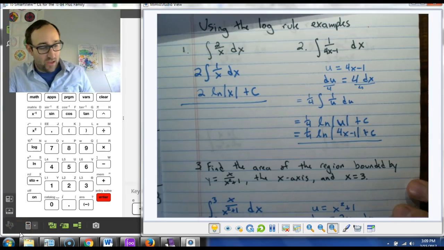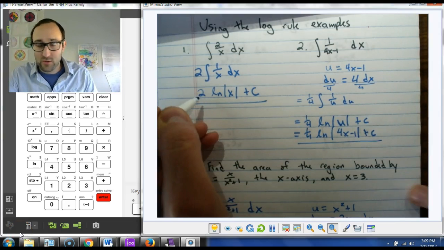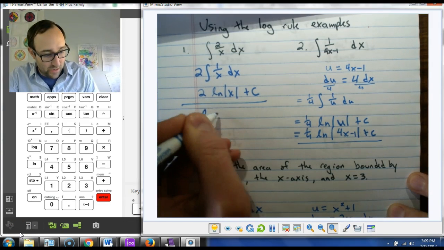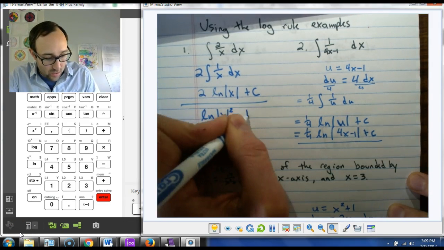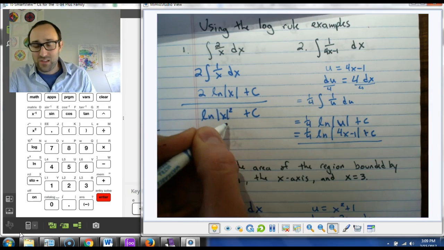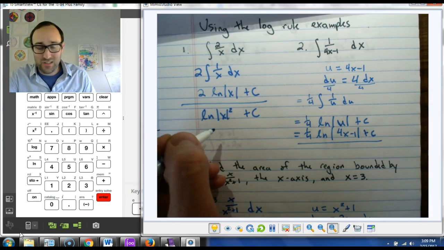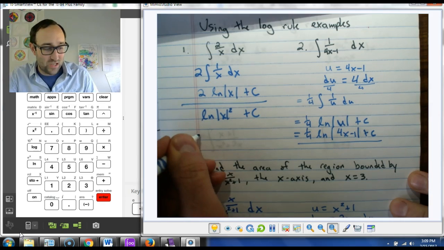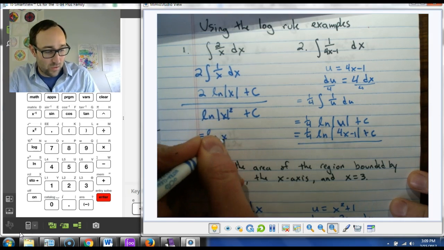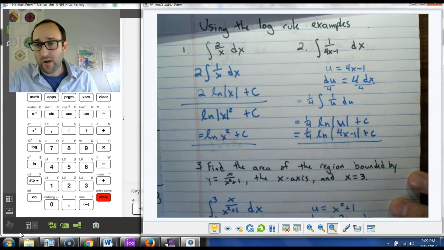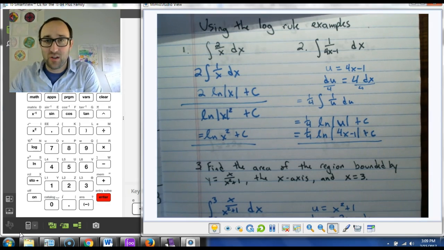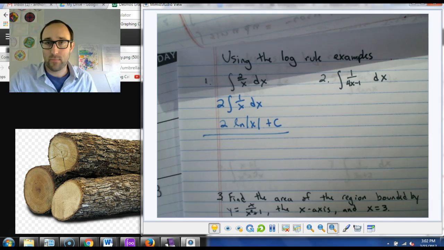And here's a quick thing. When you have 2 in front, if you know your log rules, we can say this is the natural log of the absolute value of x squared plus c. But if you take the absolute value and square something, it kind of does the same thing. It makes it positive. So we can really just say this is the same as the natural log of x squared plus c. Alright, makes it a little bit cleaner, a little bit nicer. Kind of like me. There you go.